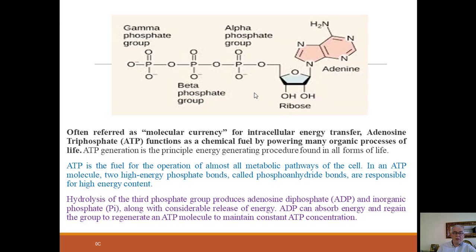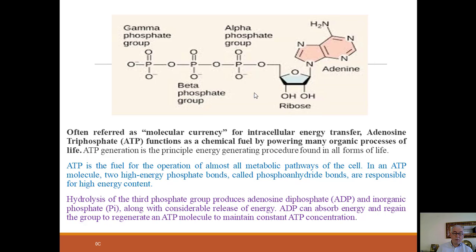ATP, referred to as the molecular currency for intracellular energy transfer, is adenosine triphosphate. ATP is the triphosphate form of the adenosine nucleotide, and functions as a chemical fuel by powering many organic processes of life. ATP generation is the principal energy generation procedure found in all forms of life. And ATP is the fuel for the operation of almost all metabolic pathways of the cell.